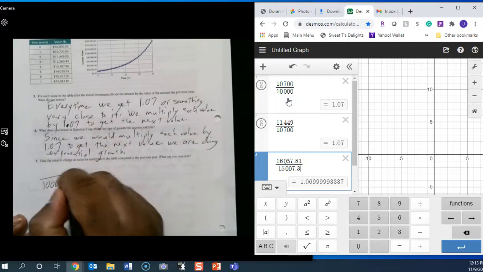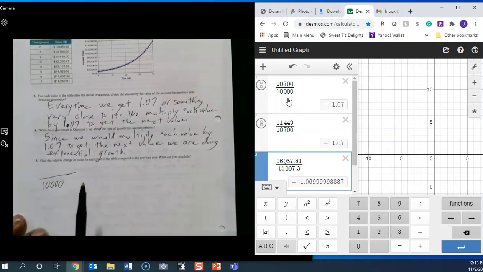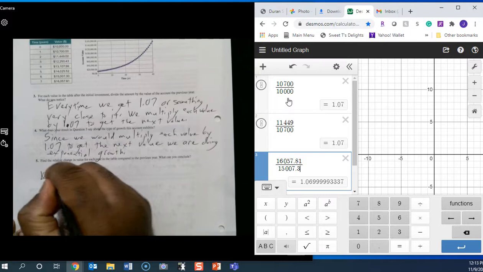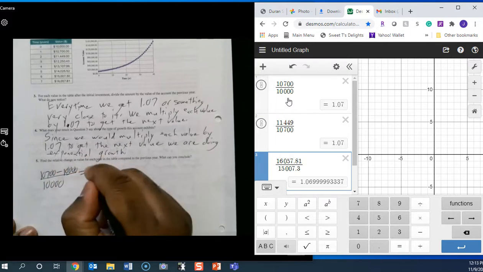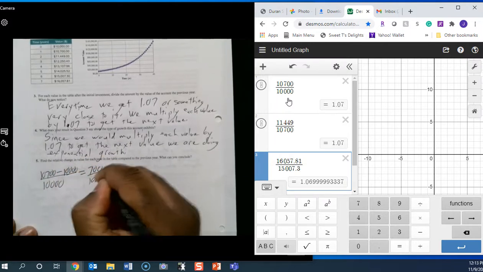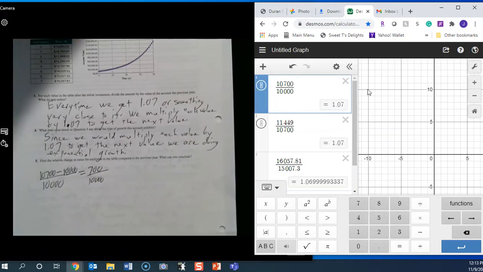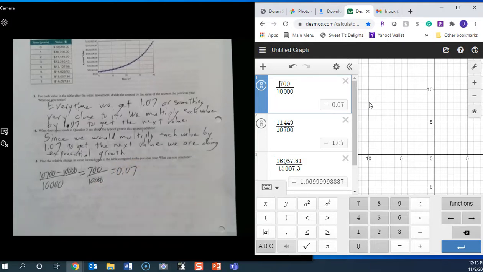So the first year, instead of taking 10,700 divided by 10,000, with relative change, we're going to take the 10,700 minus the 10,000 from the previous year. So that'll be 700 over 10,000. And when we put that in our calculator, 700 over 10,000 gives us 0.07. That is our actual relative change.